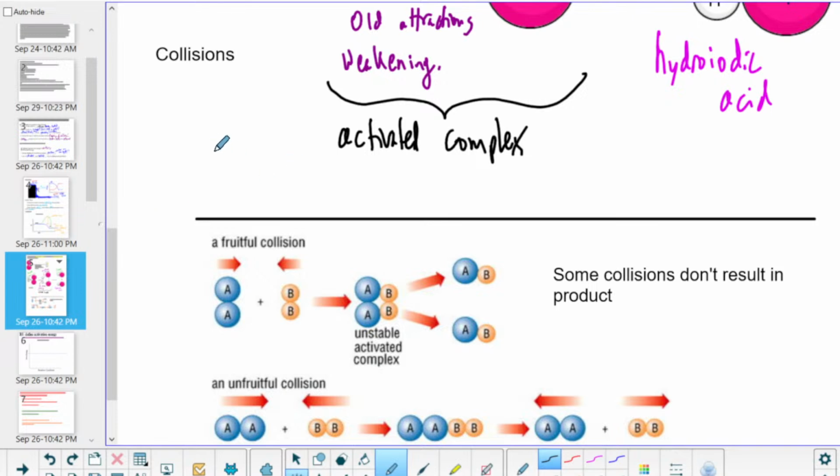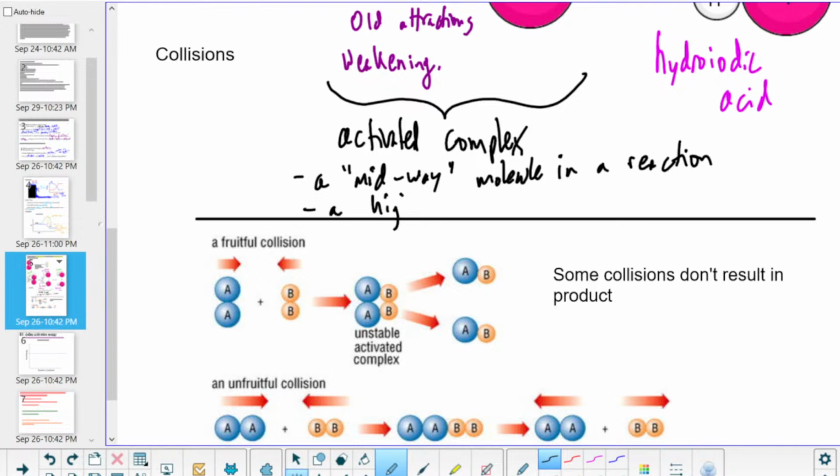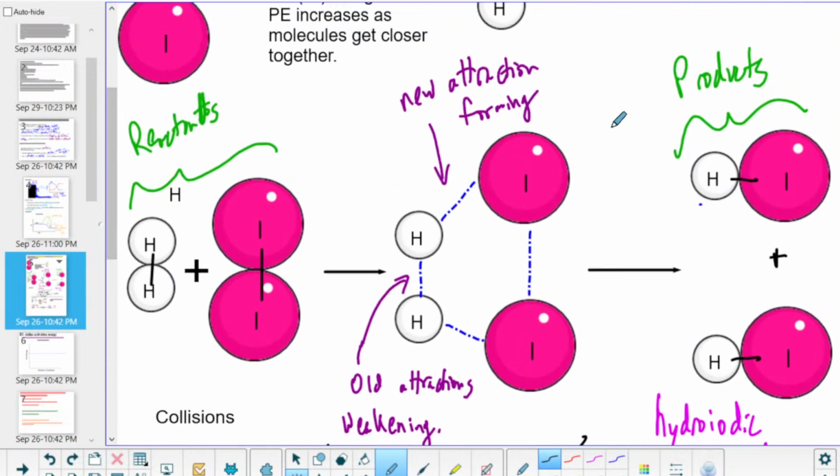Activated complex is a midway molecule in a reaction. And because it's the very tippy top of the curve, if I was to draw this as a curve, this particular molecule would exist at the very tippy top. It has the most energy because it has the most bonds. Most bonds. Most energy.